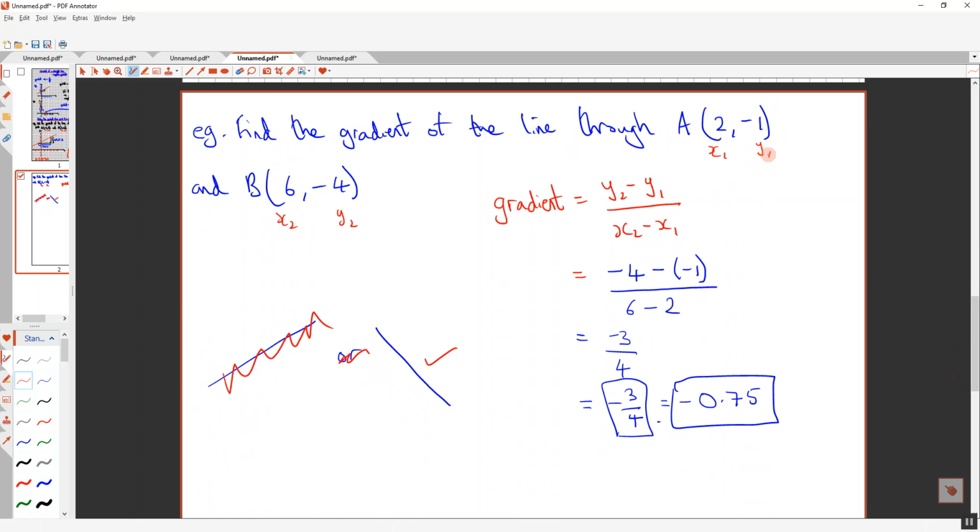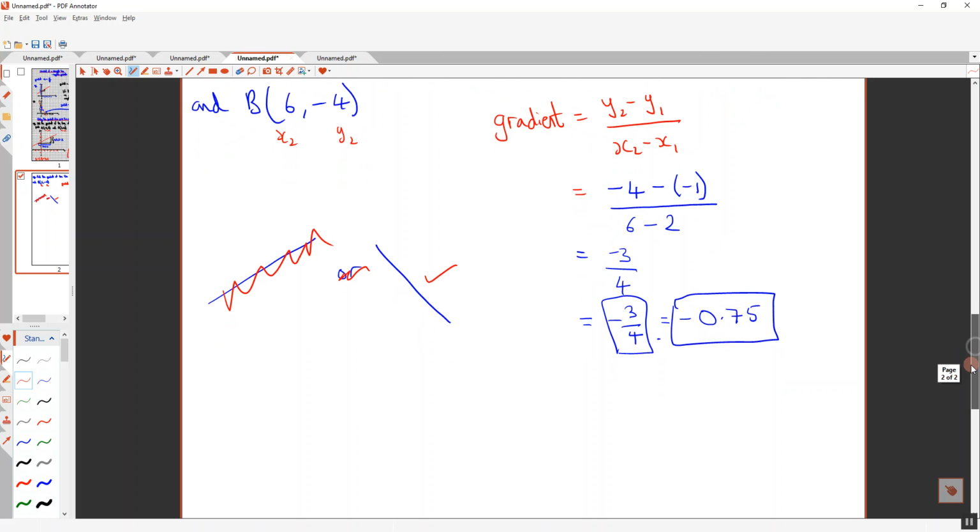Just remember you're labeling your points, x1, y1, x2, y2, and then we have our formula, and we're substituting our points into the formula, okay? y2 take away y1, divided by x2 take away x1. And this is the formula you always use for this, okay? And then we use our calculator to figure it out.